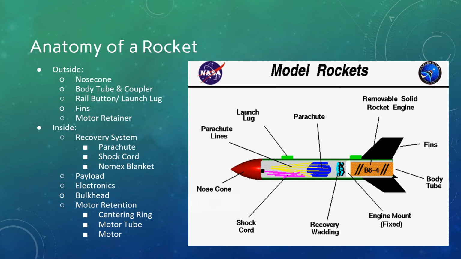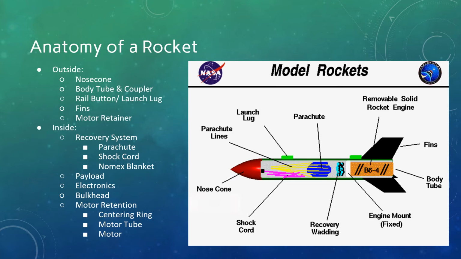Bulkheads are just discs that go inside the body tube and they separate different sections of the rocket. So for example, we'll put a bulkhead between the motor and the parachute, just so they're separate sections, right? So that's what bulkheads are.